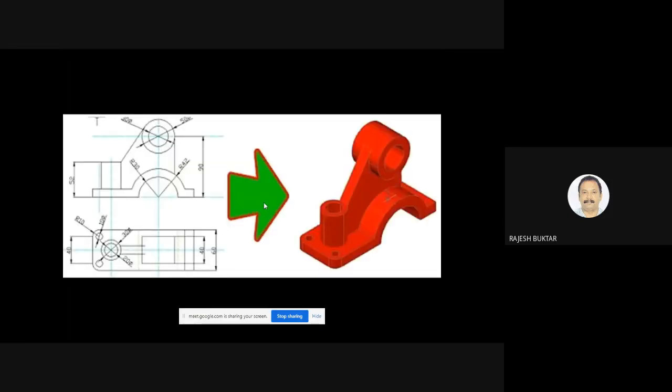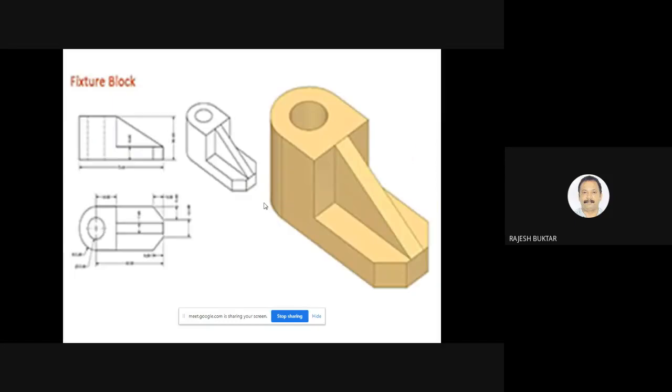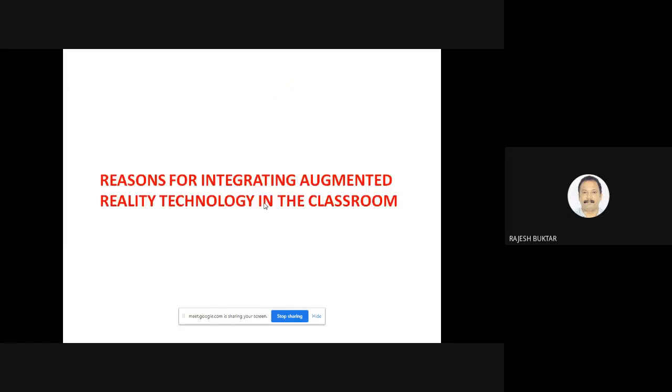So you can see here, the students have the problem of visualizing a 3D model from 2D, developing 2D views from 3D models, and missing views also. So this technology can help them understand.